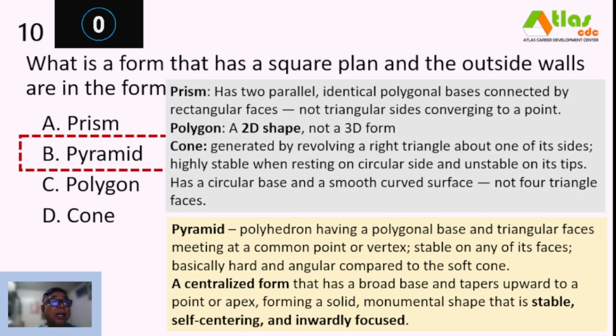Prism, on the other hand, has two parallel, identical polygonal bases connected by rectangular faces, not triangular sides converging to a point. Polygon is a 2D shape, not a 3D form. Cone is generated by revolving a right triangle about one of its sides, highly stable when resting on circular side and unstable on its tip. Has a circular base and a smooth curved surface, not four triangle faces.